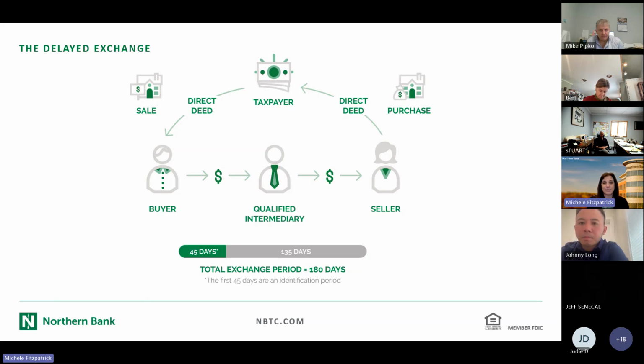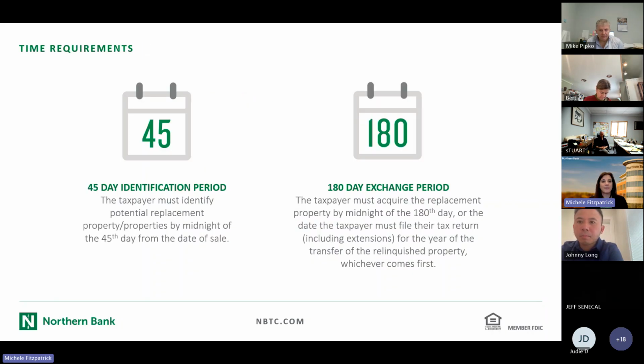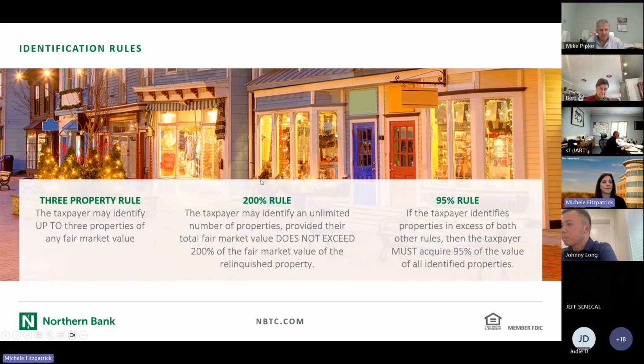So I'm giving you really the most basic scenario. If anybody has any questions, just stop me along the way. Like I said, I'm just breezing through the real basics right now. As we discussed, we have the 45-day exchange period, and that is baked into this 180 days. So really it's 180 days total. The first 45 days is the ID period. And there are 3 specific rules that you have to choose from to identify.